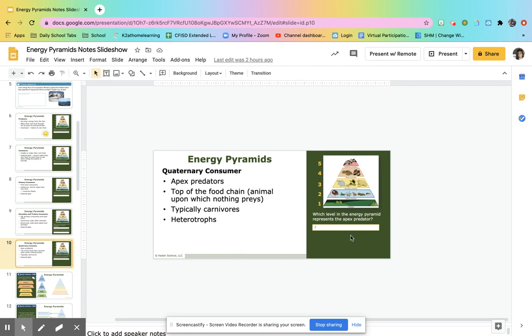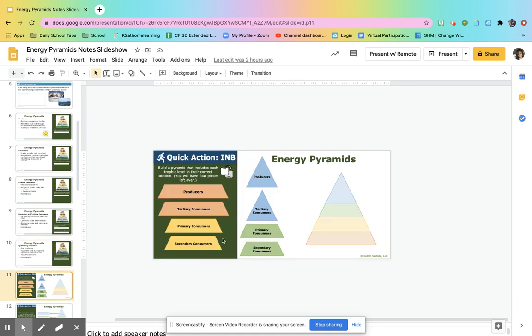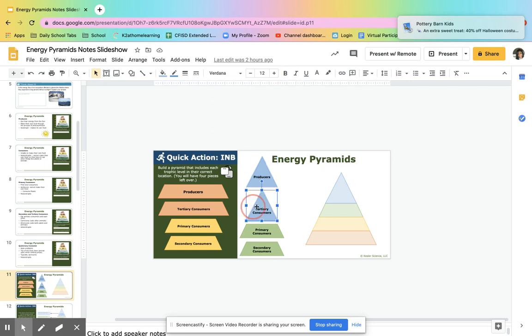Those terms are interchangeable. Here, what I want you guys to do is use these things here and move them. So build a pyramid that includes each trophic level in their correct location. You'll have 4 pieces left over. So you should be using these, and you should also be using these, and you're just moving them over, okay? So they can drag, and you're just dragging them to where you want them to go and so forth, okay?